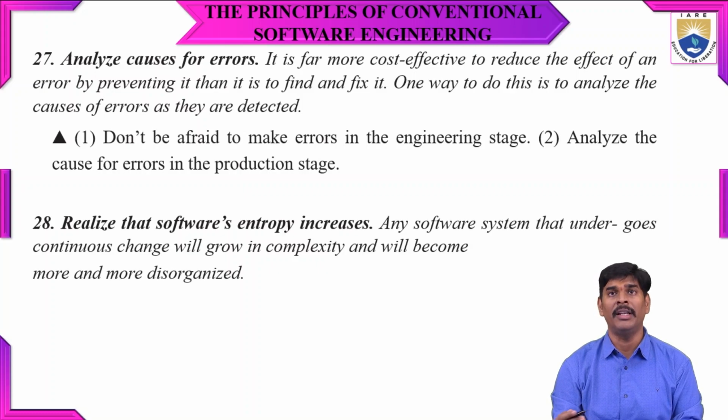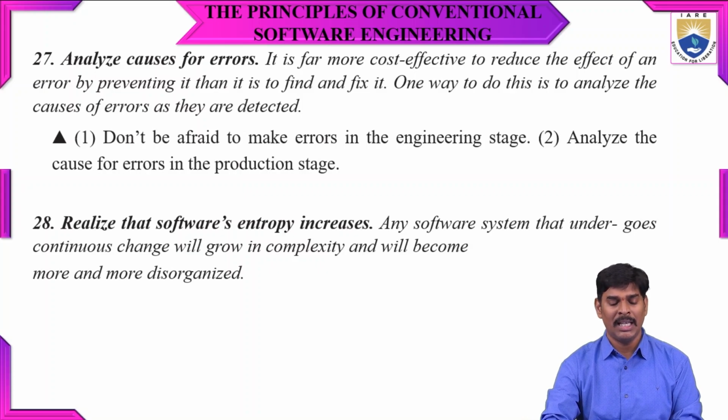We should not worry about making the errors. Mainly people will be worried about doing the job in a certain manner. So first we need to approach it such that if you are getting some errors, then we try to rectify these problems. The next one is analyze the cause for errors. After that, we need to analyze what problem I faced here and how to rectify it at the production stage. These are the two metrics to minimize the errors.